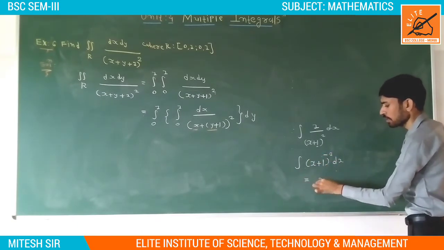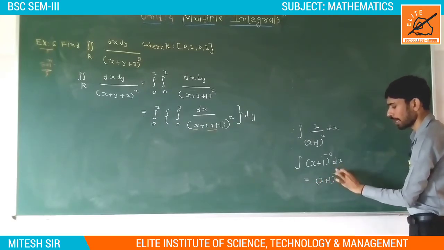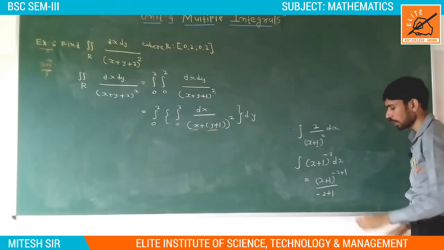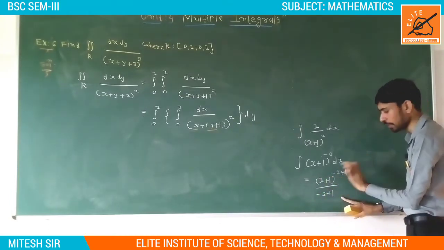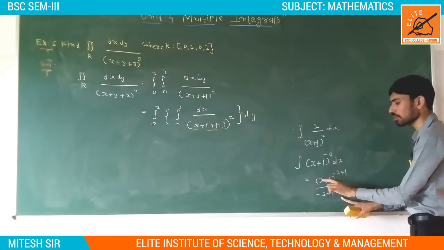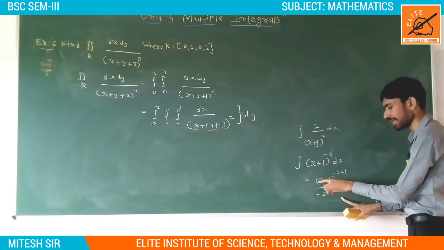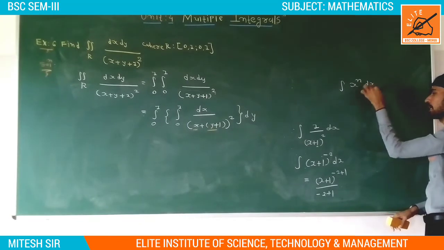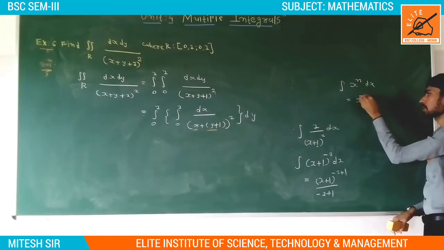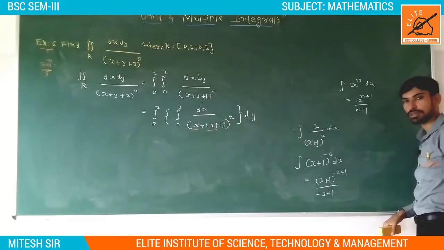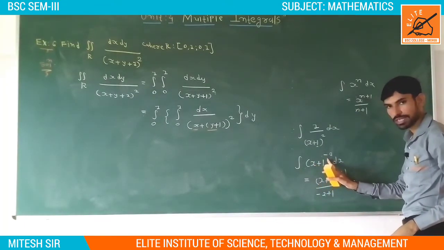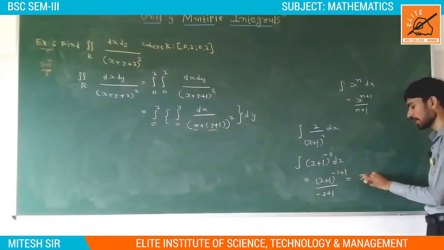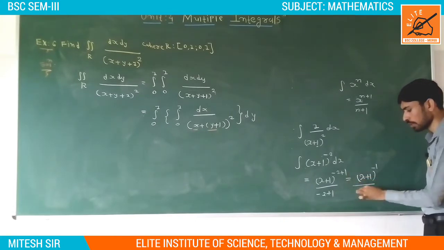So integration of this is (x plus 1) raised to minus 2 plus 1 upon minus 2 plus 1. And, friends, the derivative of x inside is 1. So in short, integration of 1 upon (x plus 1) whole square is nothing but (x plus 1) raised to minus 2 plus 1. Here we apply our formula: integral of x raised to n dx is x raised to n plus 1 upon n plus 1. Same way here, (x plus 1) raised to minus 2 gives (x plus 1) raised to minus 2 plus 1 upon minus 2 plus 1. So the answer is (x plus 1) raised to minus 1 upon minus 1.